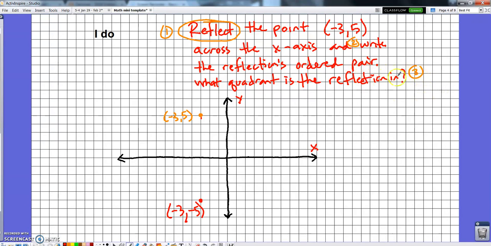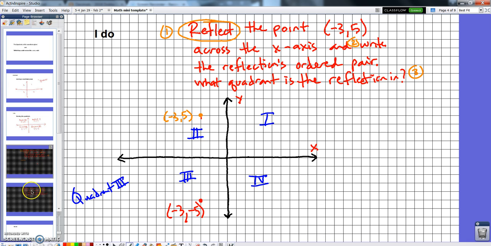And just to review the quadrants, I asked what quadrant the reflection is in. So I've got this new point. Remember, the quadrants are 1, 2, 3, 4. So the new point is here in quadrant 3. All right. I'm going to go ahead and do another one just to help you get the hang of this.